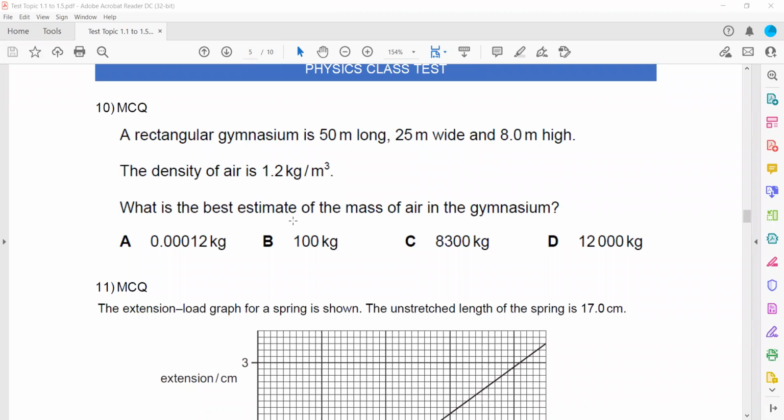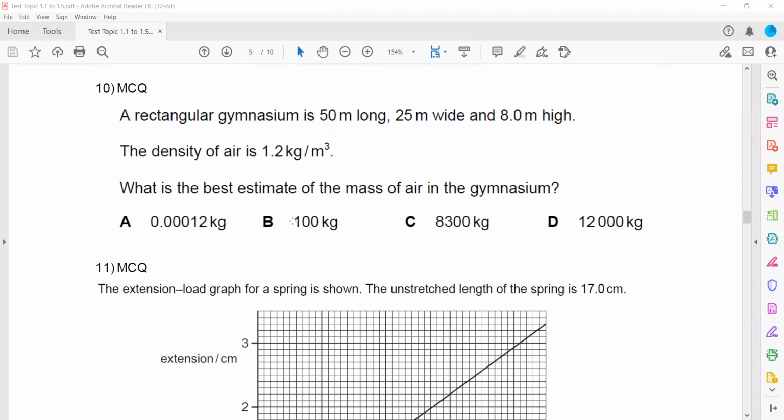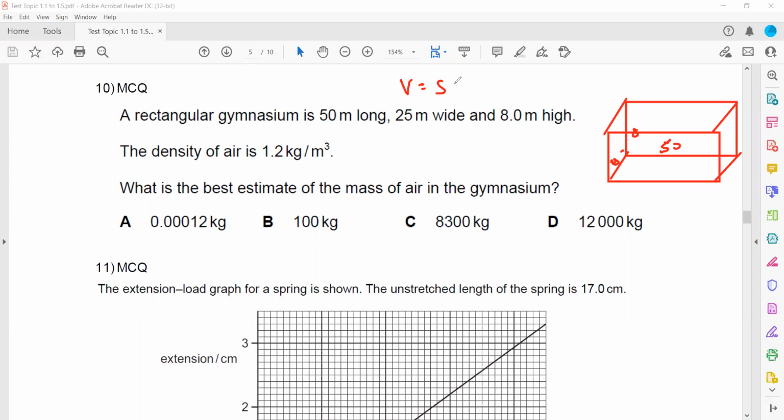Then a rectangular gymnasium is there, which is 50 meters long, 25 meters wide, and 8 meters high. The density of the air inside is 1.2. What is the estimated mass of the air? So if we have the dimensions of the gymnasium, length, width, and height, we can first find the volume. So first we'll find the volume, which is 50 times 25 times 8. This will give us the volume.